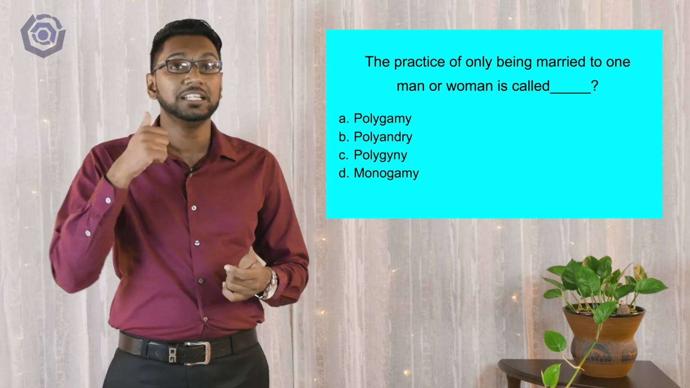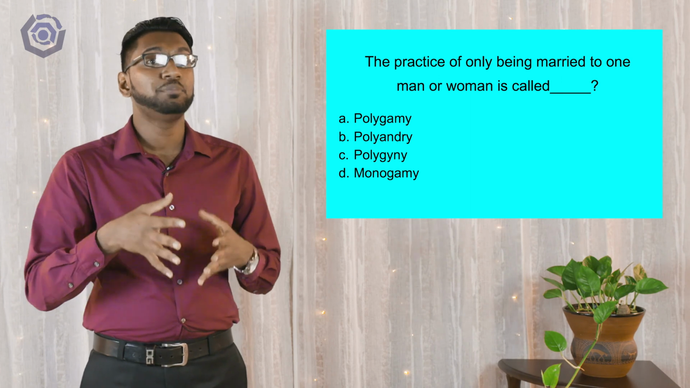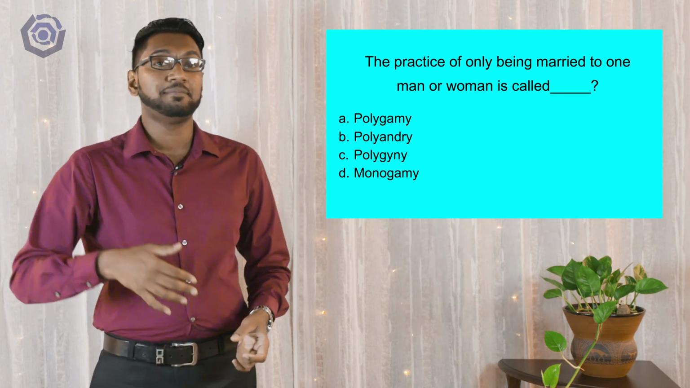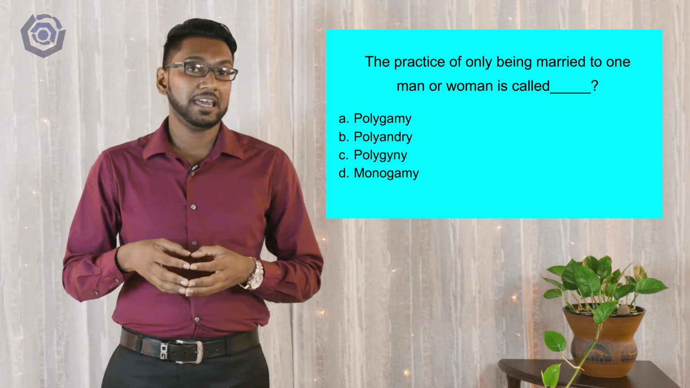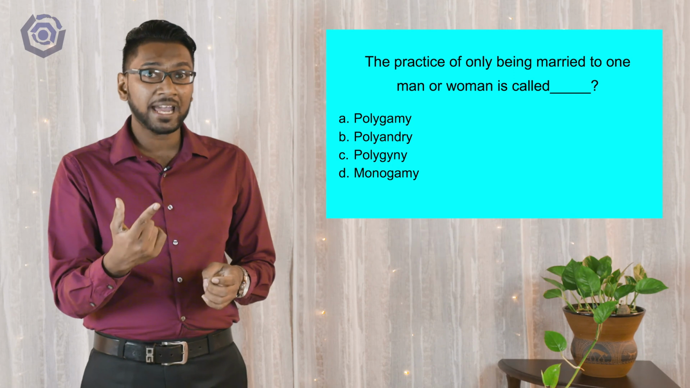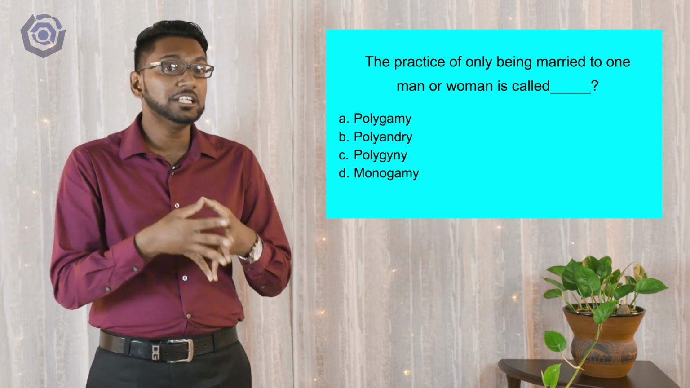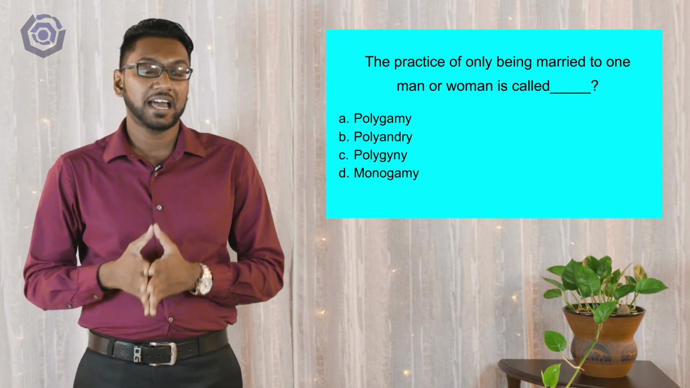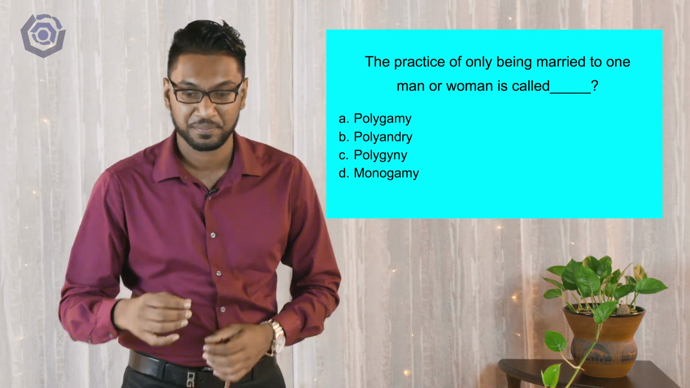Polyandry and polygyny are actually forms of polygamy. Polygamy is having multiple partners who you're married to. Polyandry is whereby a wife or a woman has many husbands. And polygyny is whereby a man may have several wives. And that is not what the question is asking.